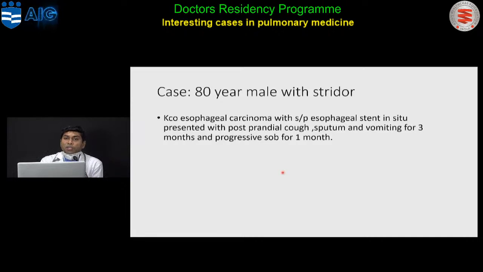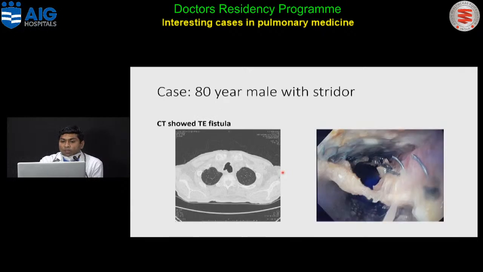This was an 80-year-old male patient who presented with an esophageal carcinoma. The patient had an esophageal stent inserted outside for his dysphagia, and this time he presented with a history of postprandial cough, sputum and vomiting for 3 months, and progressive shortness of breath for 1 month. The CT scan showed that there was a tracheoesophageal fistula.